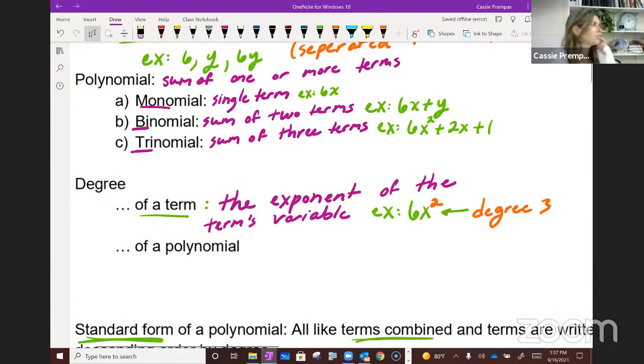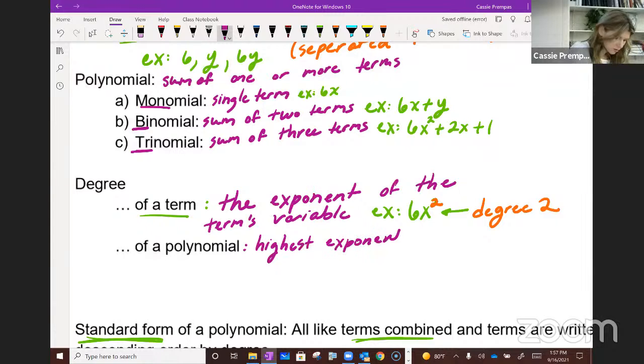We'll write it as our example: the degree is 2, because it's basically asking what is the exponent, the power, the degree. That should be 2, degree 2. All right, the degree of a polynomial is the highest exponent in the polynomial.